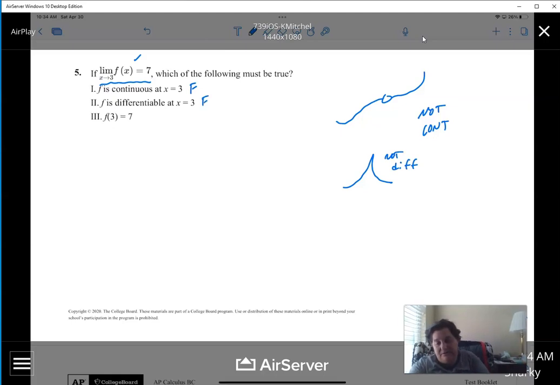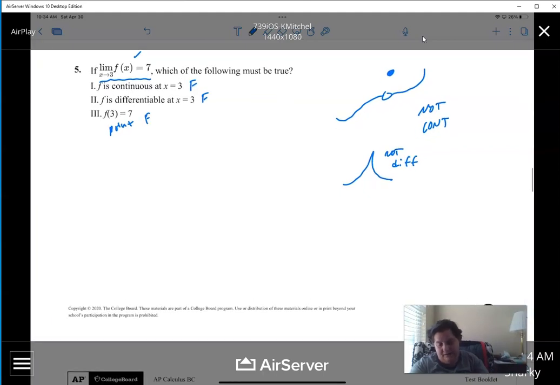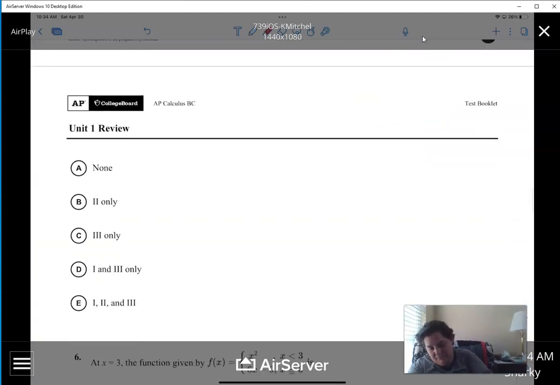If the limit goes to 7, does the point have to be at 7? Remember, this means point. If the limit goes to 7, does the point have to be at 7? No, we've seen stuff like that where the limit goes to 7 and the point is at 10. That also does not have to be true. Okay, so none of the above are true.